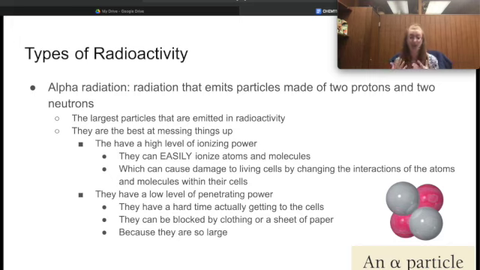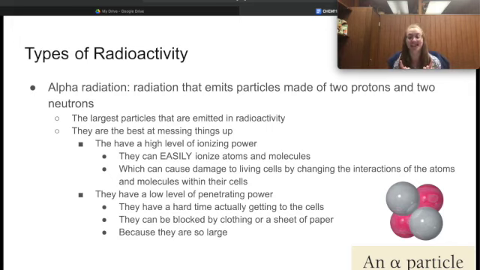This can cause extreme damage to living cells by changing the interactions of atoms and molecules within those living cells, right? If something is ionized and it was neutral before, it's not going to participate in the same kind of chemical reactions, as we learned. So with this high level of ionizing power, alpha radiation is super dangerous.